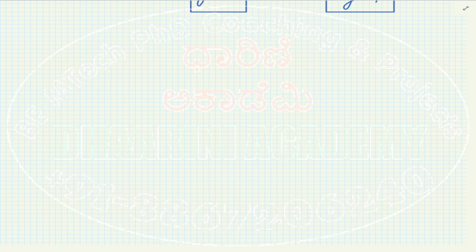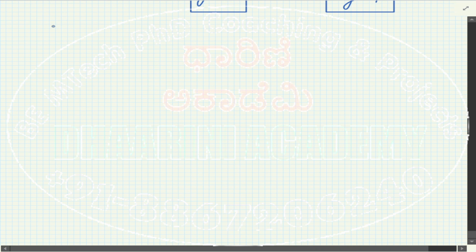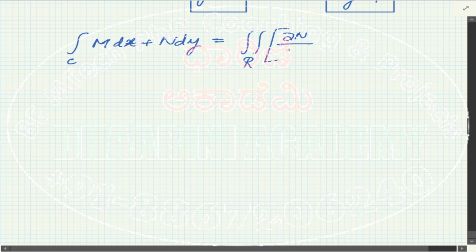Now in the next step, our intention is that we have to apply Green's theorem. So as per Green's theorem, the integration over the curve C of M dx plus N dy has to be shown equal to the integration over the region R of (dou N by dou x minus dou M by dou y) dx dy.